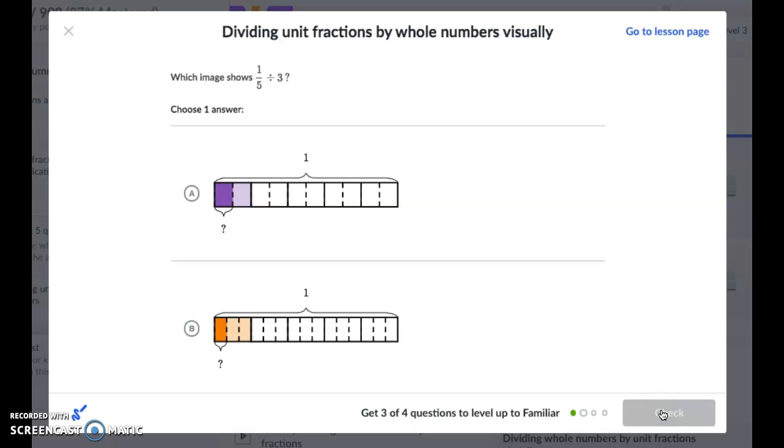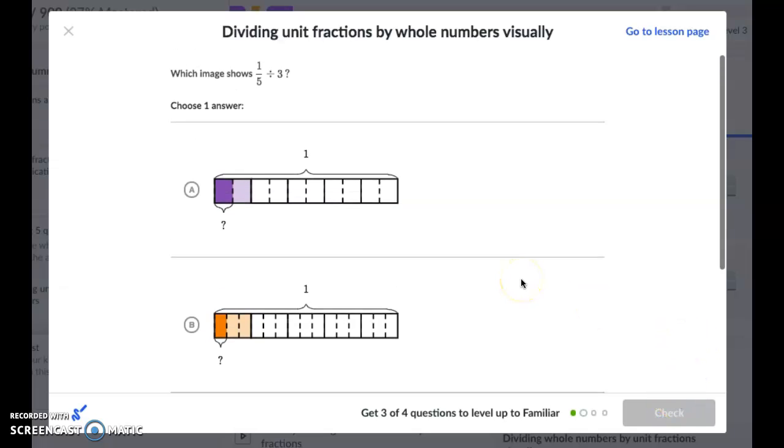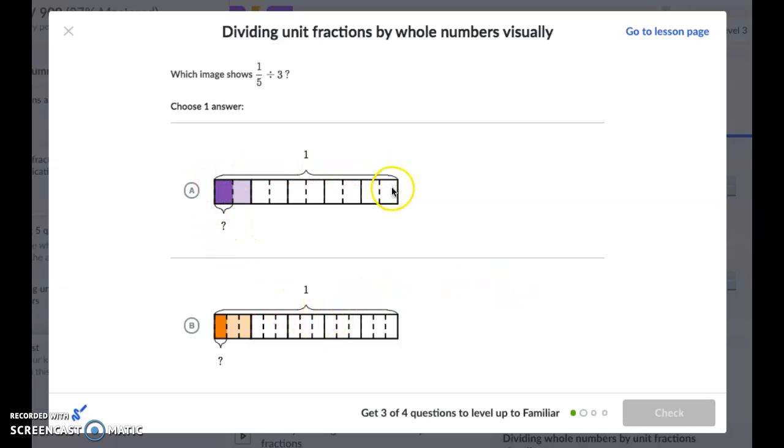Which image shows 1/5 divided into thirds? So here we have a whole bar, okay, and that whole bar is divided into fifths in this section. So 1/5, 2/5, 3/5, 4/5, 5/5. So this orange is 1/5, and it's split into 3 different sections. So this is 1/5 divided by 3.